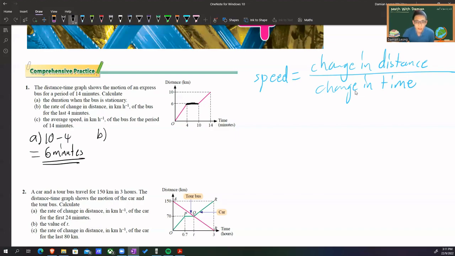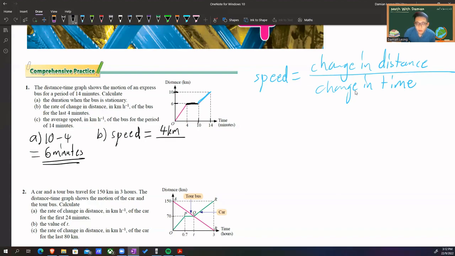And then for part B, the rate of change in distance in km per hour of the bus for the last 4 minutes. For the last 4 minutes means from minute number 10 to minute number 14, so it will be this part right here. They want the rate of change in distance, which is basically the speed. So the rate of change of distance at that part will be change in distance. It goes from 6 km until 10 km, so the change in distance will be 4 km over change in time.